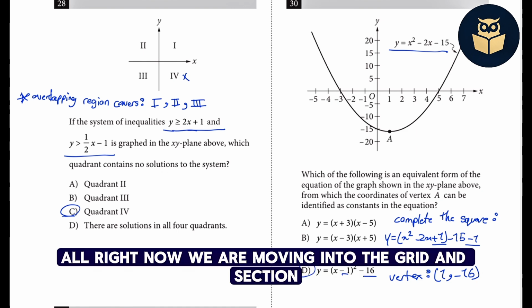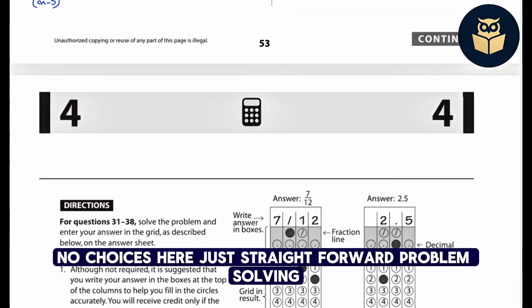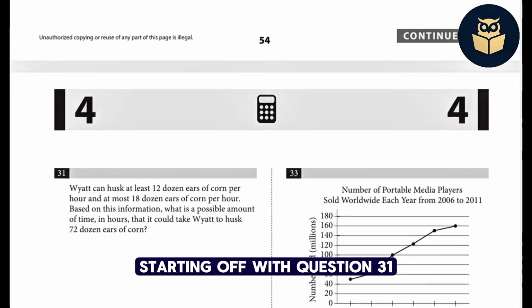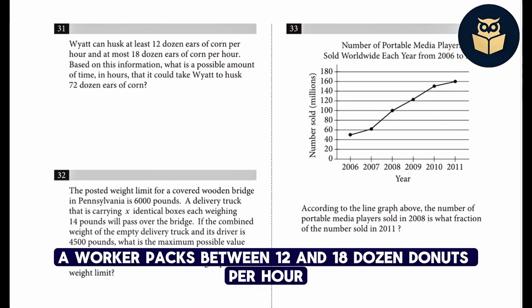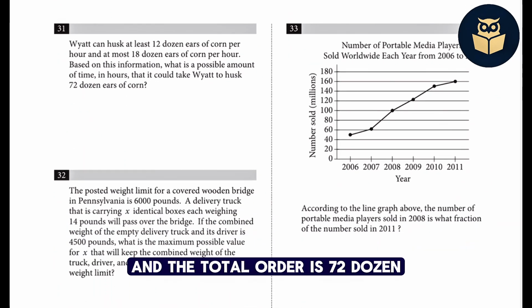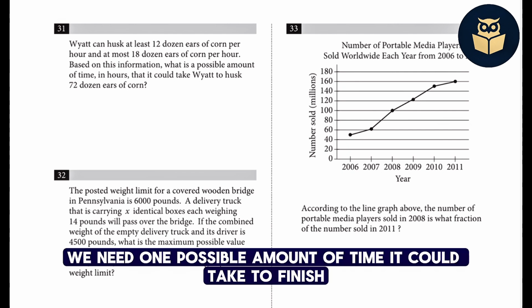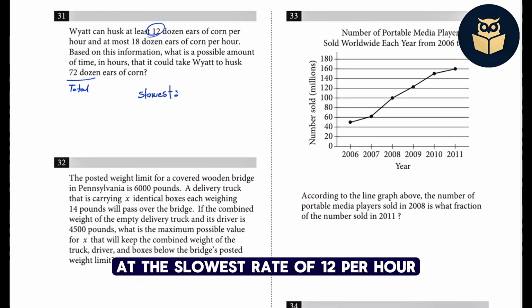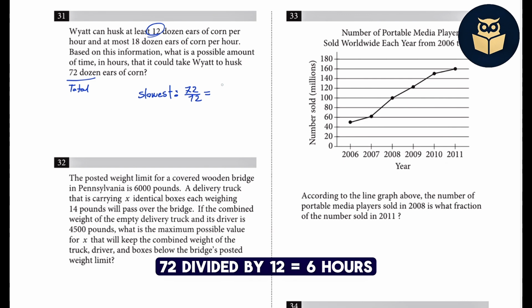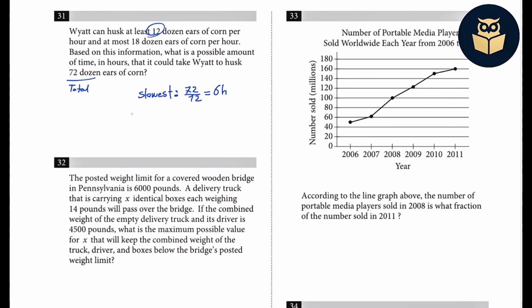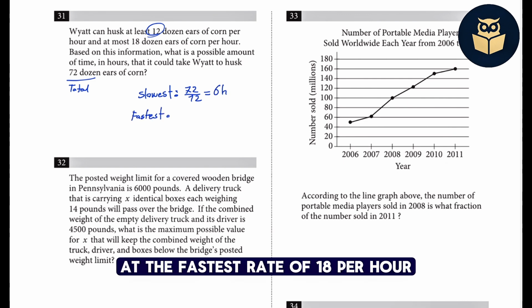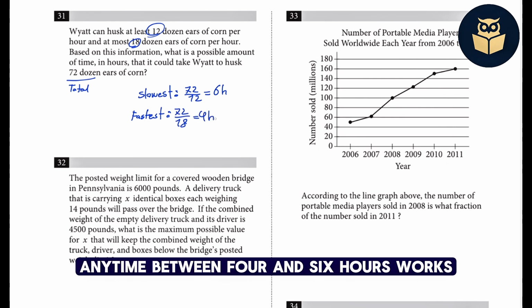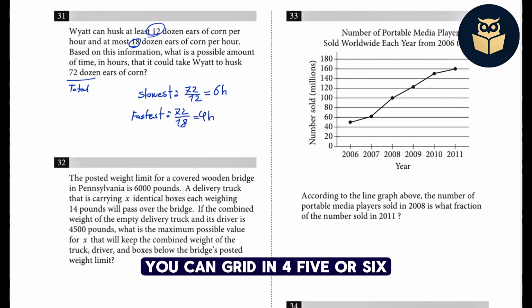Alright, now we are moving into the grid-in section. No choices here, just straightforward problem solving. Starting off with question 31. A worker packs between 12 and 18 dozen donuts per hour, and the total order is 72 dozen. We need one possible amount of time it could take to finish. At the slowest rate of 12 per hour, 72 divided by 12 equals 6 hours. At the fastest rate of 18 per hour, 72 divided by 18 equals 4 hours. Any time between 4 and 6 hours works. You can grid in 4, 5, or 6.